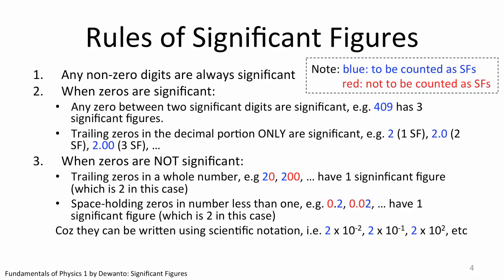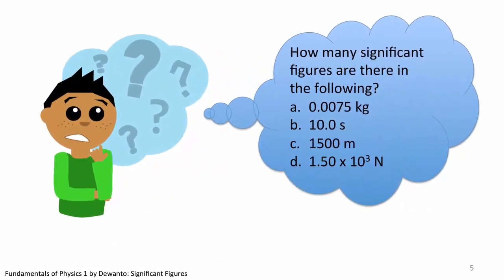Okay, I know it is still confusing for some of you, so let's put in some more practice. We want to count the number of significant figures in the following numbers. Let us include some units with the numbers to make them physical. 0.0075 kg, 10.0 seconds, 1500 meters, and 1.50 times 10 to the power of 3 N, and N stands for newtons by the way. How many significant figures are there in each of these physical quantities?